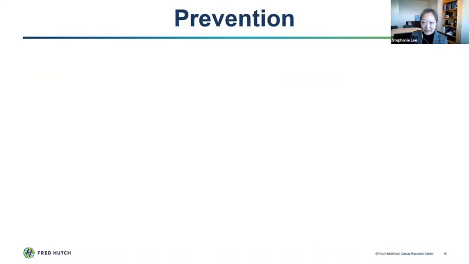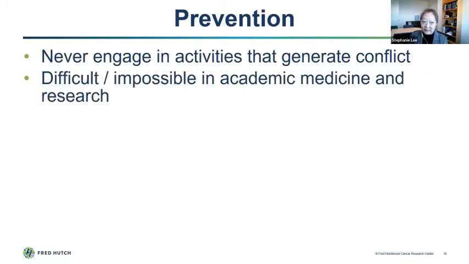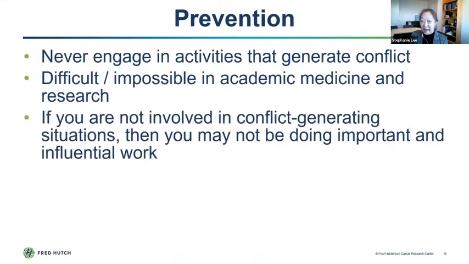Okay, so what about prevention? Well, one stance you could take is never engage in activities that generate conflict. Just completely avoid it in the first place. The problem is that, as we all realize, it's very difficult or impossible in academic medicine and research. And in fact, I would argue, if you're not involved in conflict generating situations, then you may not be doing important and influential work. So I think everybody's doing important and influential work. It probably means you have conflicts, whether or not you're recognizing them.